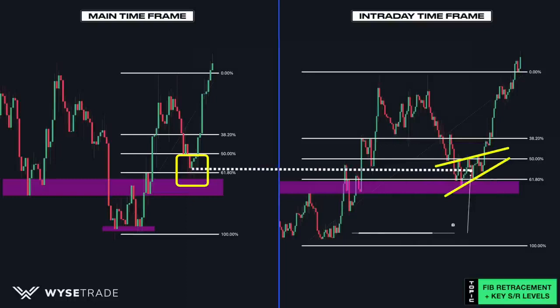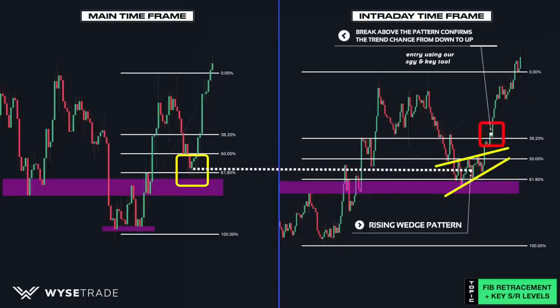What you had was a rising wedge pattern. And once the pattern broke above with a higher high, this confirms the trend change from a downtrend to an uptrend, and is when you would start looking for a long entry point using our entry and exit strategy.